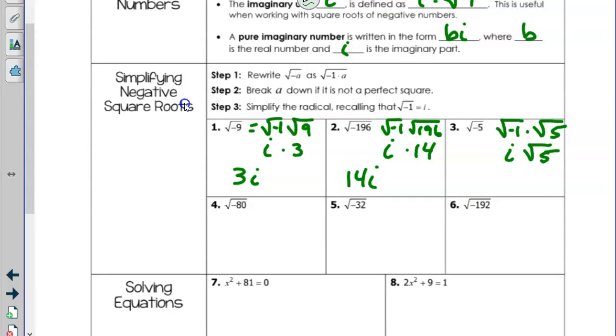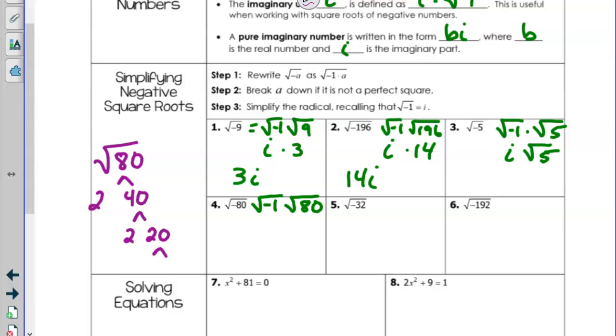Number 4, we have the square root of negative 80, so we're going to rewrite it as the square root of negative 1 times the square root of 80. What do I do with the square root of 80? Yeah, we're going to find the factor trees. I'm going to do that over here so I have room. What does the square root of 80 break down to? 2 and 40, good. And what can I break 40 down to? 2 and 20, I'm going to write 2, then 20, but it really doesn't matter. And then 20?